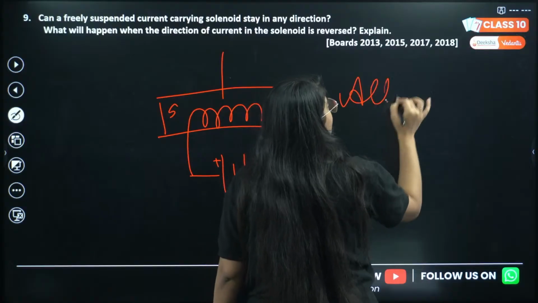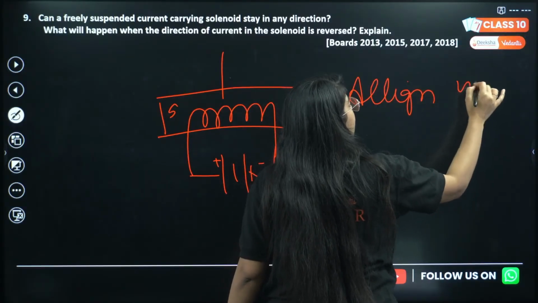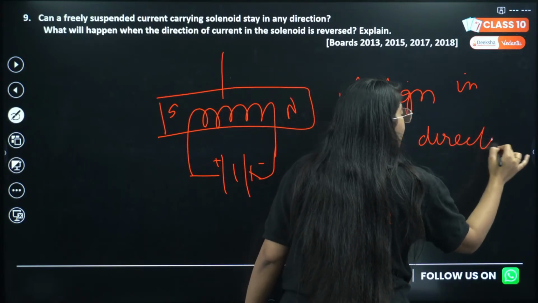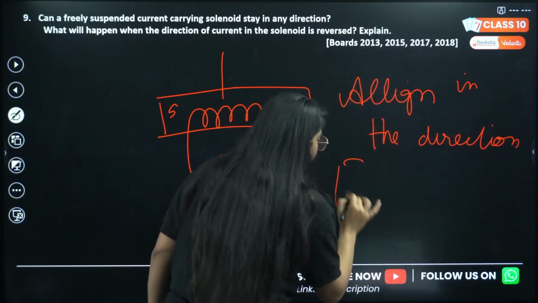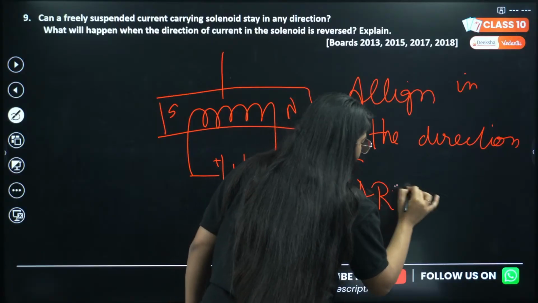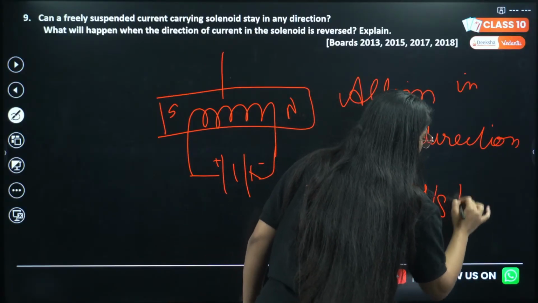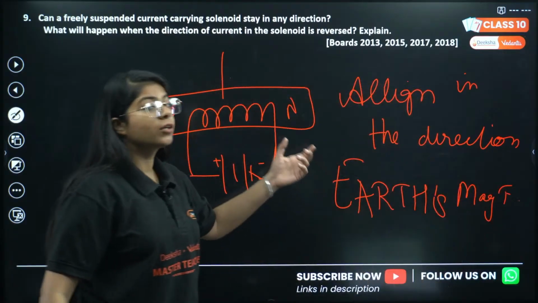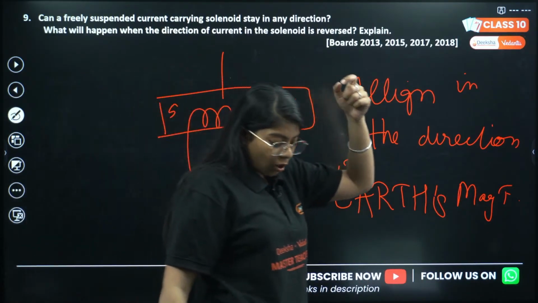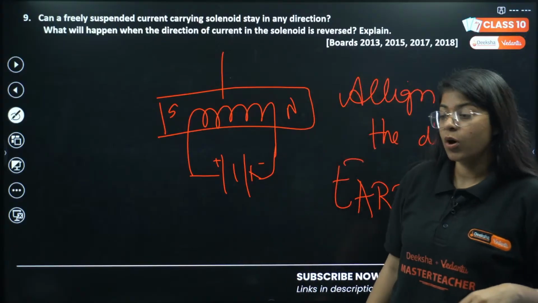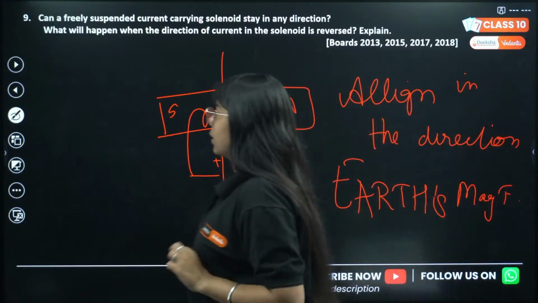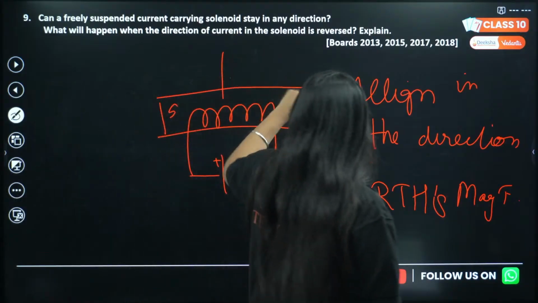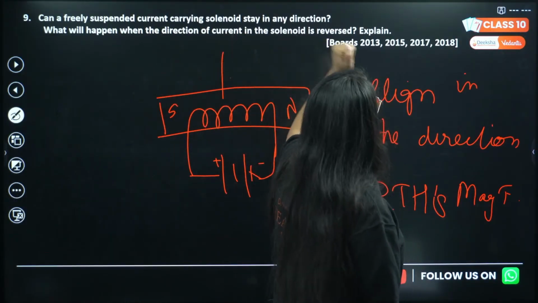It will align in the direction of whose magnetic field? In the direction of Earth's magnetic field, correct? North will point towards the magnetic north of Earth, and south will point towards the magnetic south of the Earth, correct? Now they are asking what will happen if we change the direction of current in the solenoid.